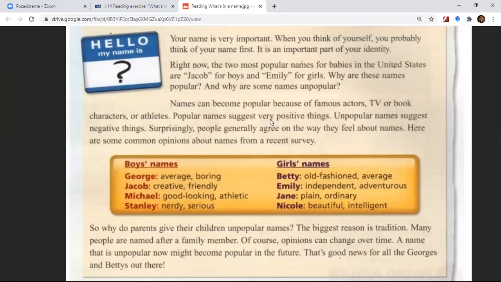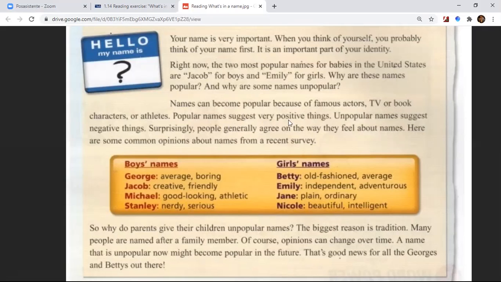Popular names. Depende de la novela también. Sorry? Depende de la novela que estén viendo. Yes. Edgardo Manuel. Okay. Francisco Manuel. So, according to the soap opera, in English you say, novela se dice soap opera. Okay? Good, continue.